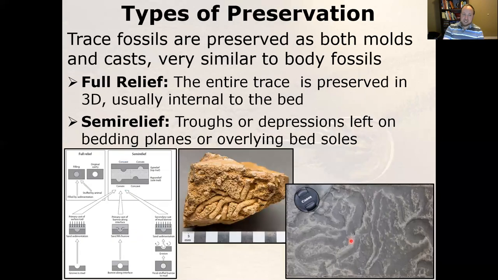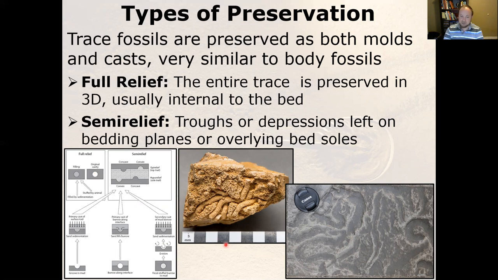So how do we preserve trace fossils? Just like body fossils can be casts or molds, so can trace fossils. So there's two major kinds where we have full relief. A full relief example would be something drilling in through the sediment, and it either leaves a hole behind it, and that would later get filled in with subsequent sediment, or a lot of critters, as they're digging through the soil, there's soil coming out the other end and filling in the hole as they go, with fecal pellets and matter. These tend to be preserved in full 3D geometries, and they also tend to be internal to the bed.